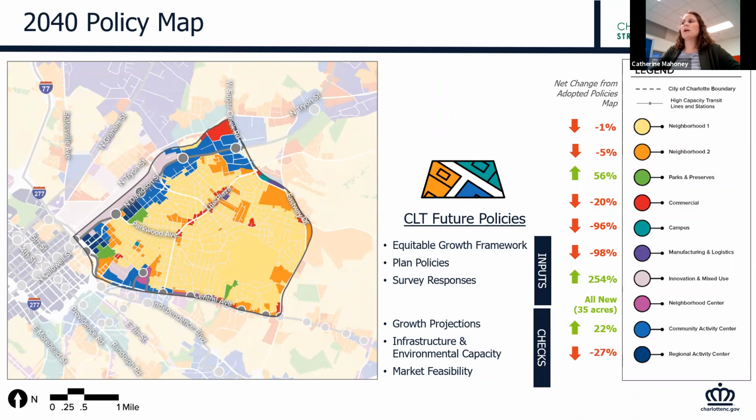We wanted to make sure that our recommendations can accommodate all of our future growth projections. We wanted to make sure the recommendations could be supported in terms of infrastructure and environment capacity. And then we also wanted to make sure the recommendations were feasible from a market perspective. Just keep in mind that these recommendations have been checked against those key factors.